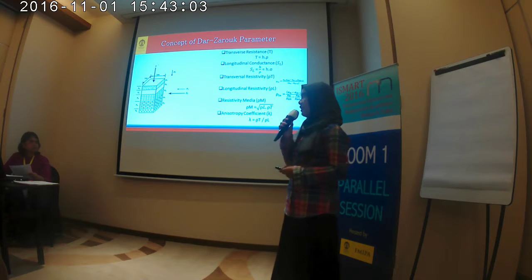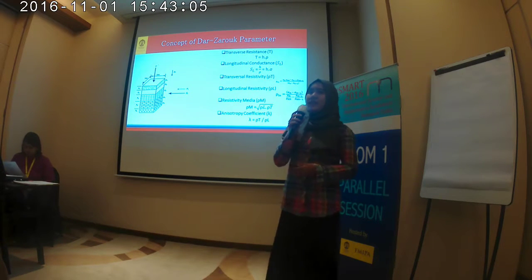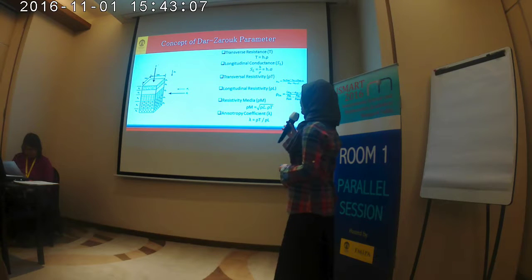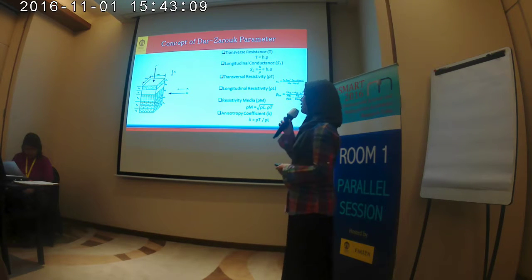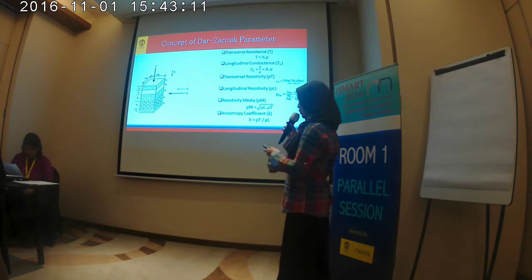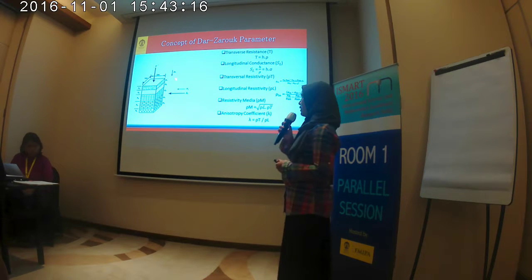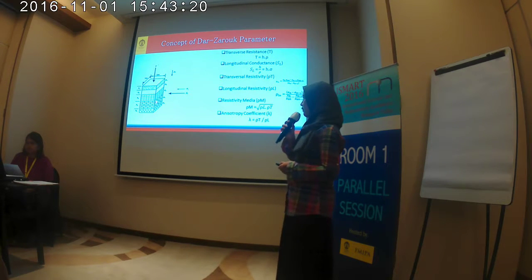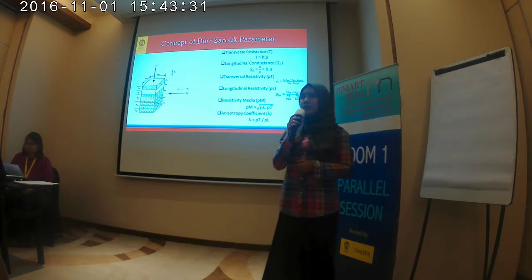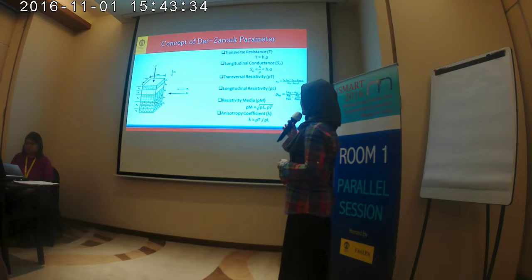Concept of Dar-Zarouk parameter. The important thing in this parameter relates to transverse resistance and longitudinal conductance. The measurement of the Dar-Zarouk parameter is shown by this figure, where h is layer thickness, ρ is resistivity of each layer, T is total transverse resistance, and S is total longitudinal conductance. The mathematical equation for each parameter can be seen in my slide.